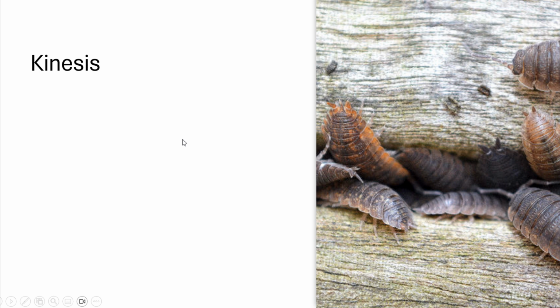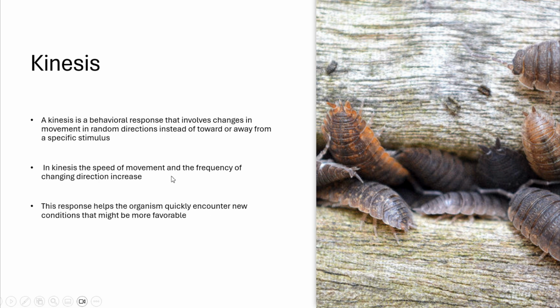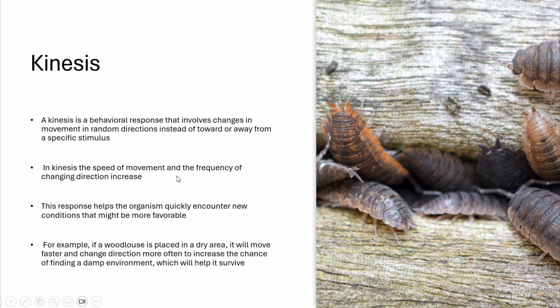Alright, kinesis. Kinesis is a behavioral response that involves changes in movement in random directions instead of towards or away from a specific stimulus. So this is when the movement changes, the rate of movement, so it speeds up. It doesn't necessarily mean that it changes direction, but the rate of movement and the rate of changing directions is increased. So in kinesis, the speed of movement and the frequency of changing directions increases. This response helps the organism quickly encounter new conditions that might be more favorable.